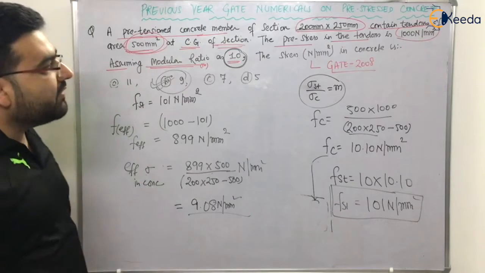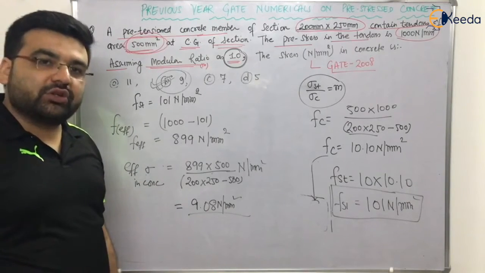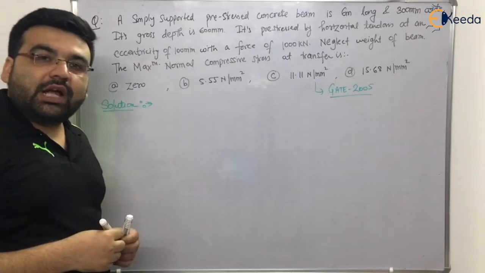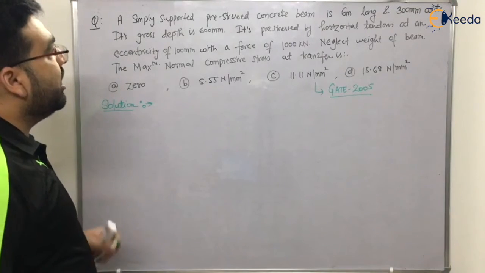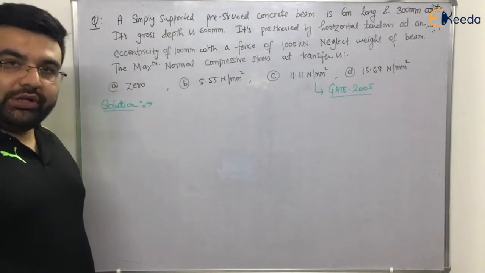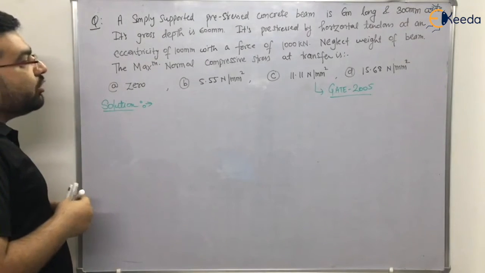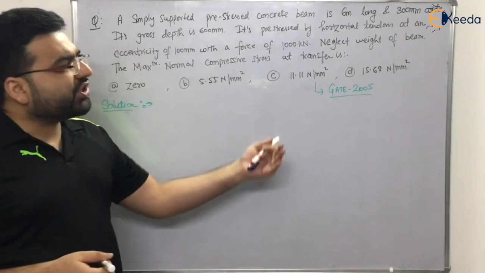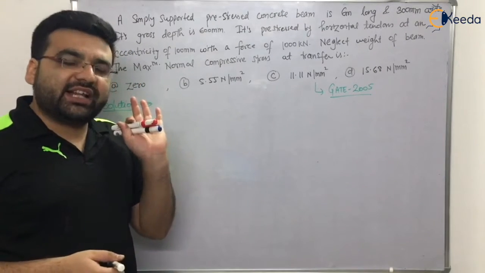Clear? Now let us solve one more numerical and finish this topic. Now let us solve one more numerical on this chapter, that is your pre-stress concrete, right? The question came in GATE 2005, and similar questions have been asked in many years of GATE examinations.